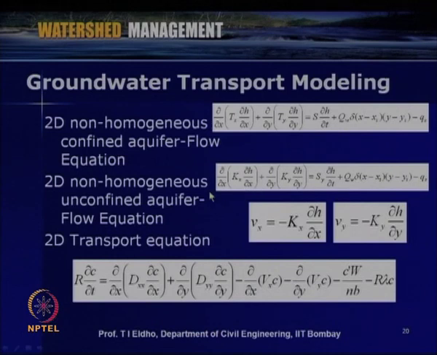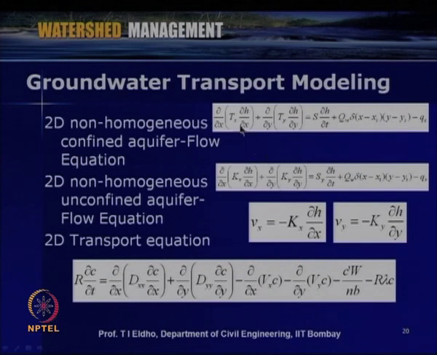Then another aspect, as we discussed, is water quality. It can be surface water or groundwater. So, groundwater transport also we have to model with respect to the flow and transport phenomena. For example, when we consider two-dimensional flow and transport modeling, the governing equation in a confined aquifer we can write like this: del/del x of (Tx del h/del x) plus del/del y of (Ty del h/del y) is equal to S del h/del t plus Qw delta(x - xi)(y - yi) minus Qs.